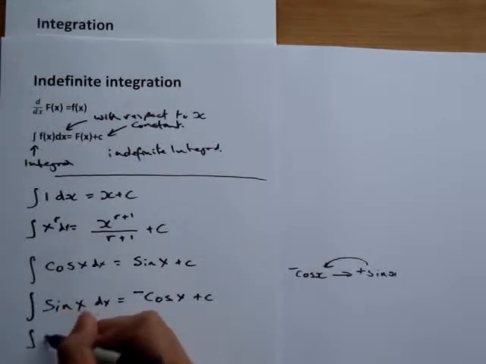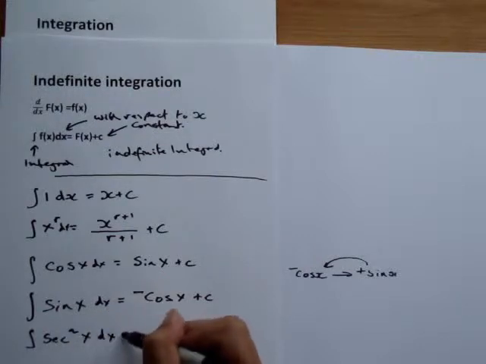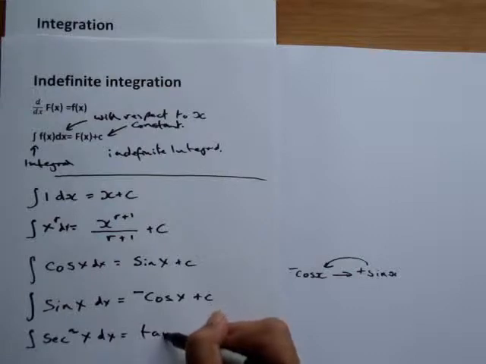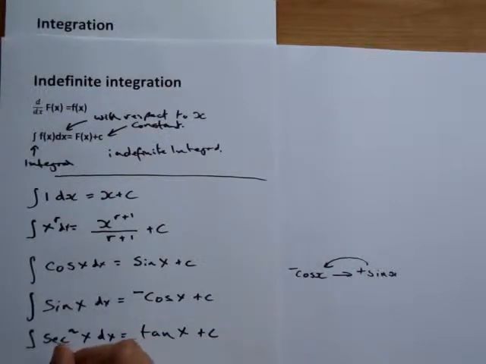If we have sec squared x dx, the integral is tan x plus c. The integral of cosec squared x dx is minus cotangent x plus c.